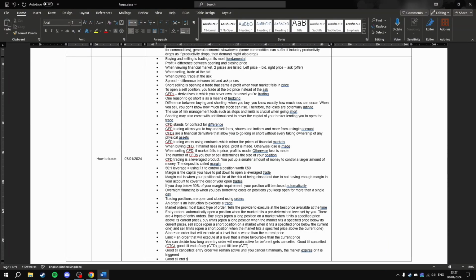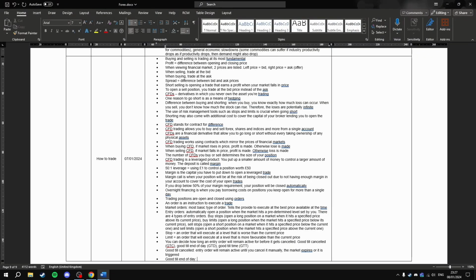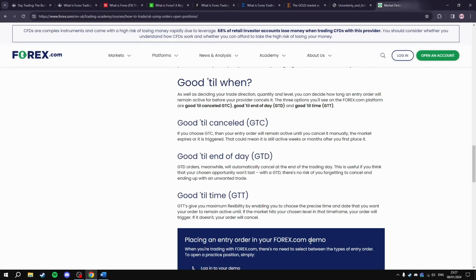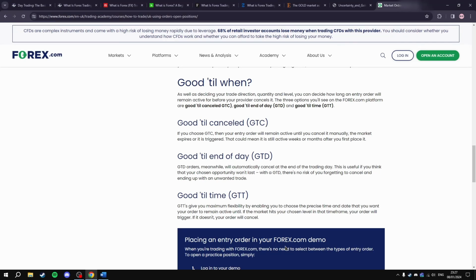Good till end of day, meanwhile, will automatically cancel at the end of the trading day. This is useful if you think that your chosen opportunity won't last. With a GTD, there's no risk of you forgetting to cancel, ending up with an unwanted trade.